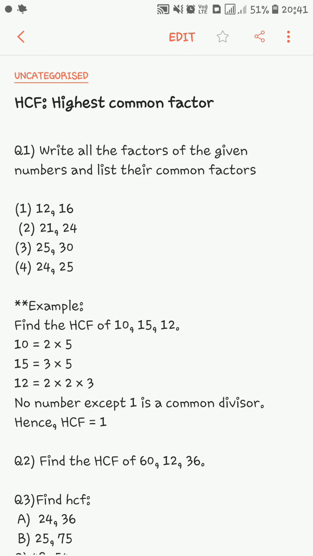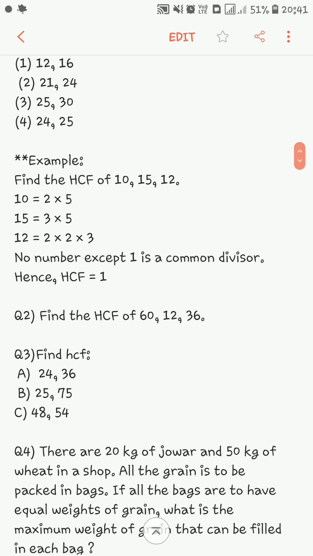Let's do question number 2. Before that we have an example for HCF, that is 10, 15 and 12. Here we can see that no number is common. 2 appears in 10 but not in 15. 5 appears in 10 and 15 but not in 12. 3 appears in 15 and 12 but not in 10. So that means no number is common. So only 1 is going to be the common divisor here, as 1 is universal in all the tables. Hence HCF here is going to be 1.